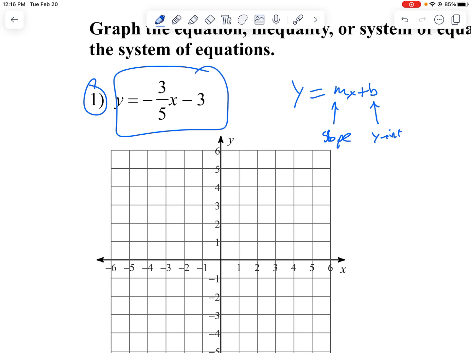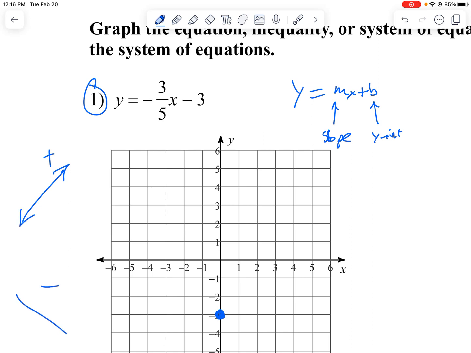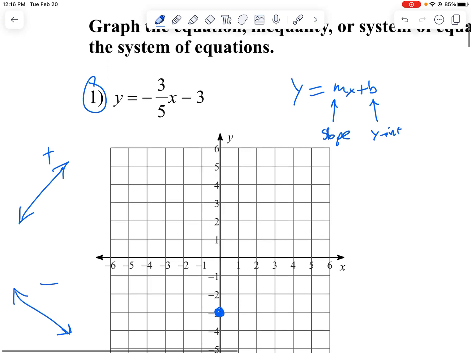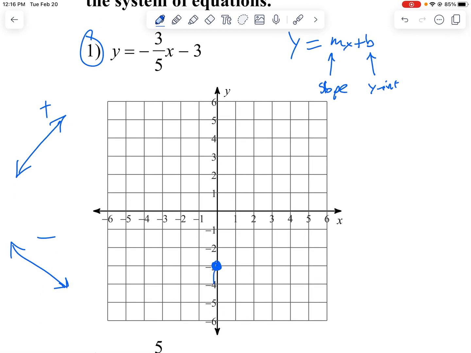So as I'm looking at this, this number is my y-intercept, so I'm going to start there on -3. And then in front of my x, I have -3/5. Remember, all positive slopes go up, right? And then all negative slopes go down, right? Like so. And so since this is negative, we are going to go down 3, 1, 2, 3, and then right 5, 1, 2, 3, 4, 5. And I can get a point. You can also go up 3 and left 5 to get a point.